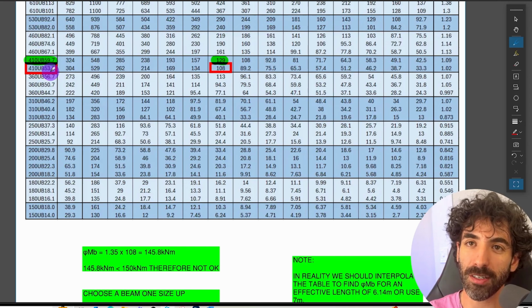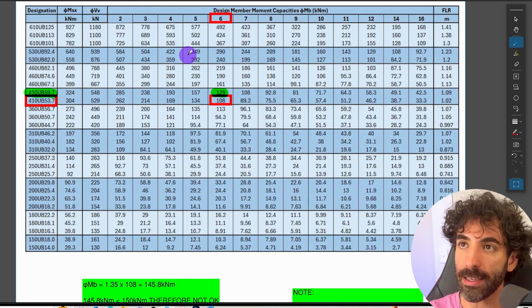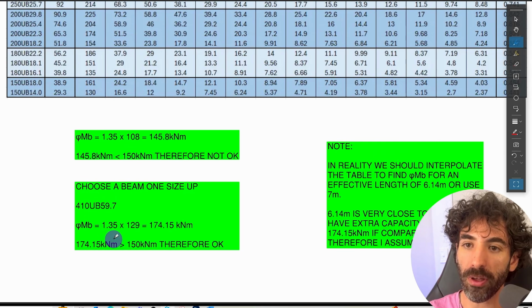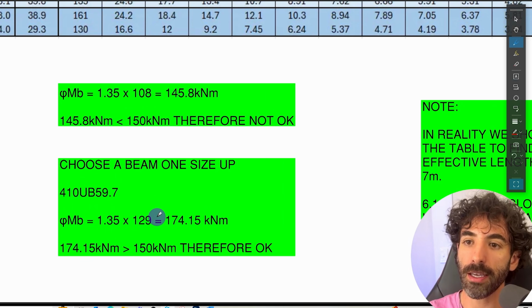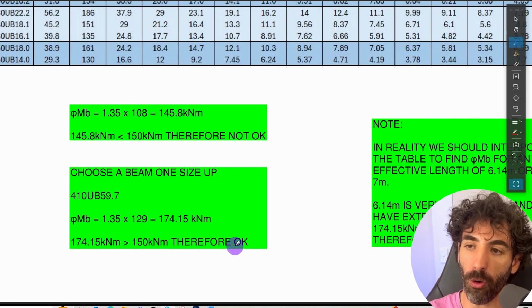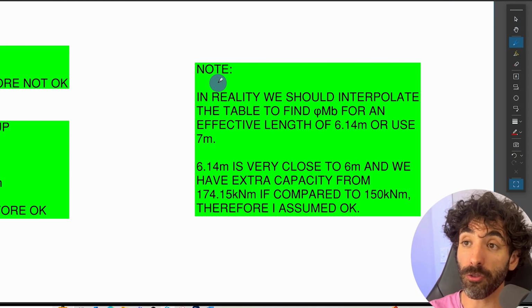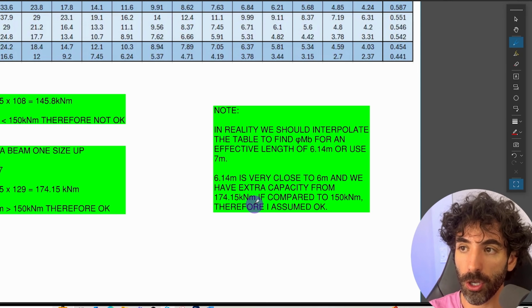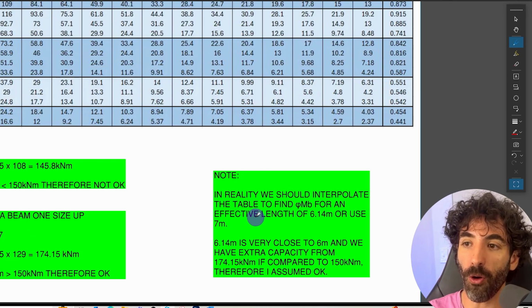So if that beam didn't work, I'm just going to go one size up. So that's a 410 UB 59.7. And that is a 129 kilonewton meter. So 1.35 times 129 equals 174.15, which is greater than 150 kilonewton meter. Therefore, okay. And then lastly, we've got a note here saying that in reality, we should interpolate the table to find phi mb for an effective length of 6.14 meters, right?